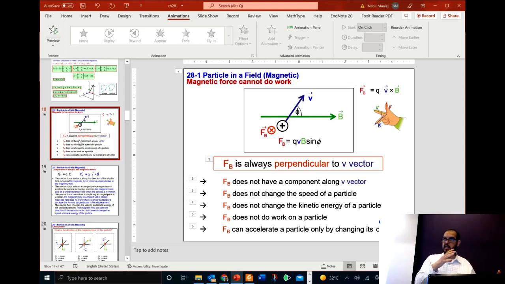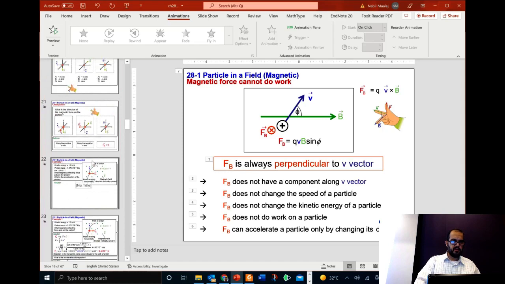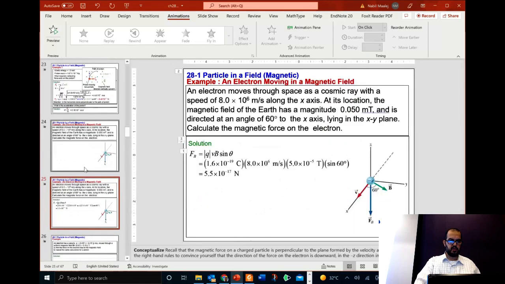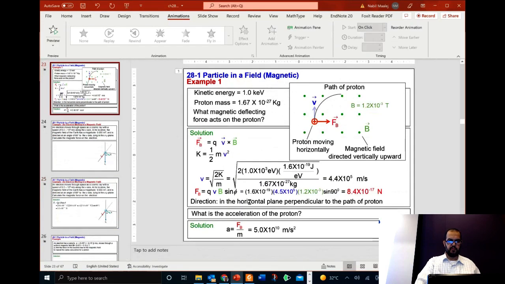And we compared electric force with magnetic force. These are very different forces. The electric force acts on a charge whether it's moving or not. For the magnetic force, if the charge is not moving, there is no force. So if v is equal to 0, there will be no force. We mentioned some other important differences between electric force and magnetic force. We started solving some problems, and we did this problem, and in this problem we just used the magnitude of the force, which is Q v B sine of the angle.